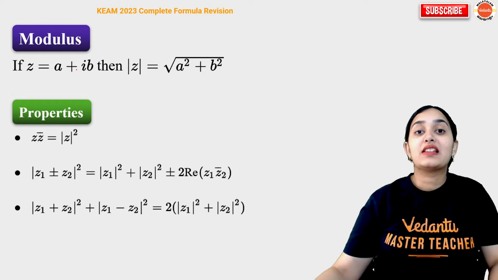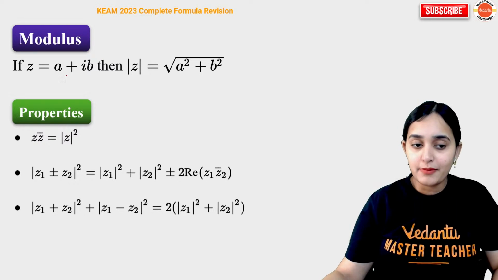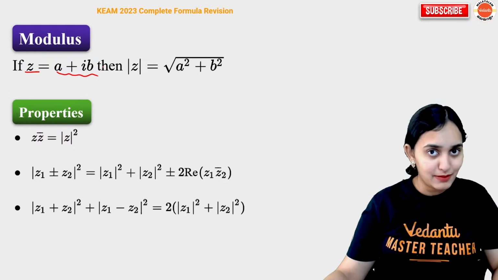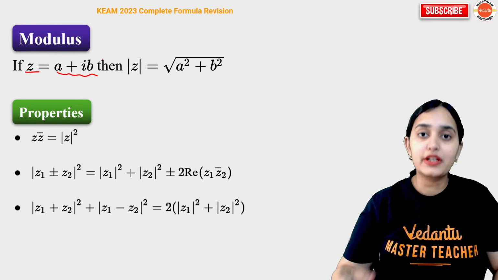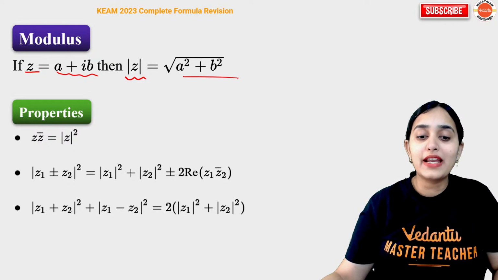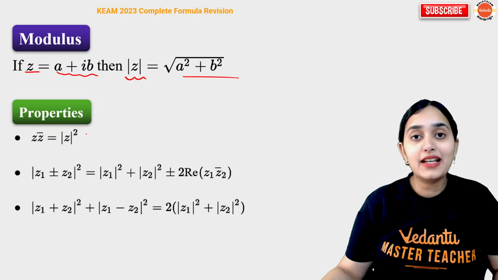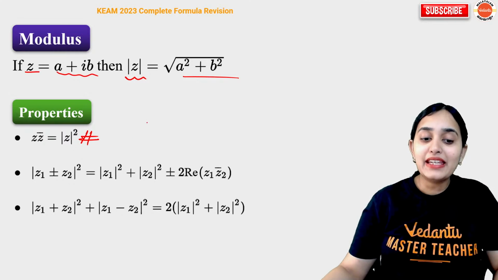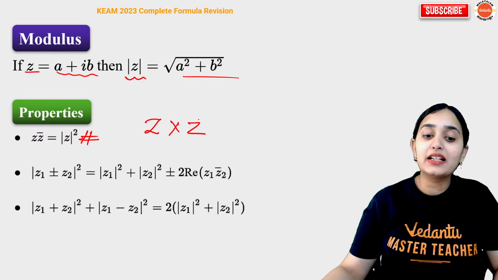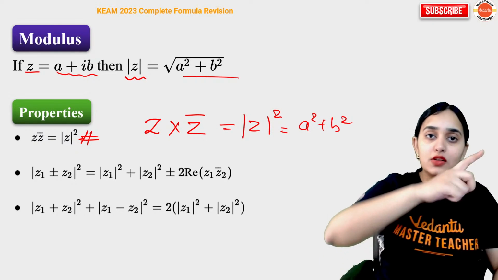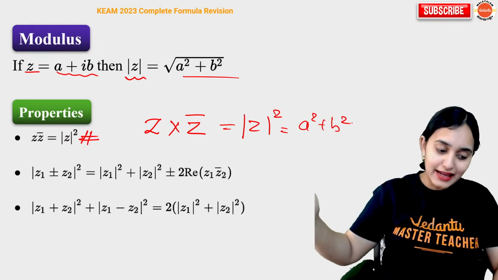Alright, next is the modulus of a complex number. Suppose your complex number is of the form a plus ib, real part plus i times the imaginary part, then the modulus of the complex number is root over a square plus b square. Properties related to it: this is the most important property, any complex number multiplied with its conjugate is equal to modulus whole square. That means a square plus b square, because the square root and square cancel, right?